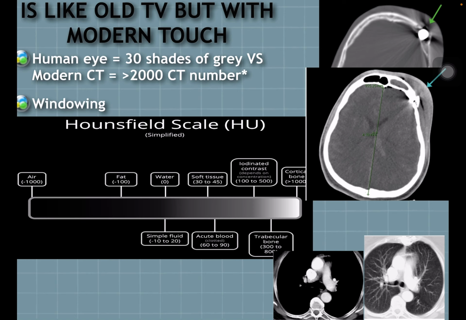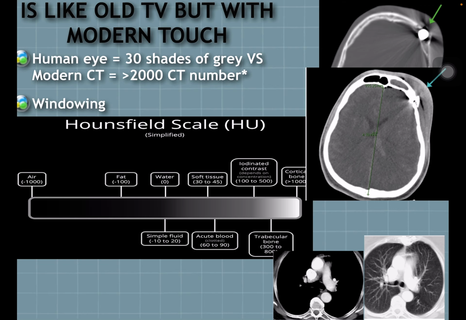Water is assigned as 0 HU. Then we have the very dark end representing very low HU, such as air. And the extreme right represents the brightest scale with Hounsfield units more than 1000. Then in between we have fat, simple fluid, soft tissue, acute blood and others.